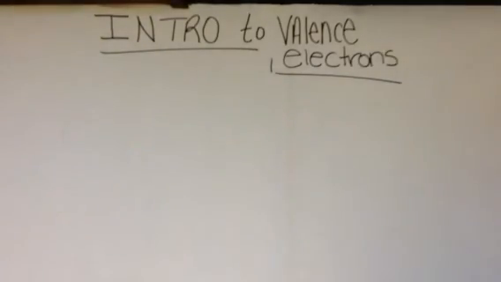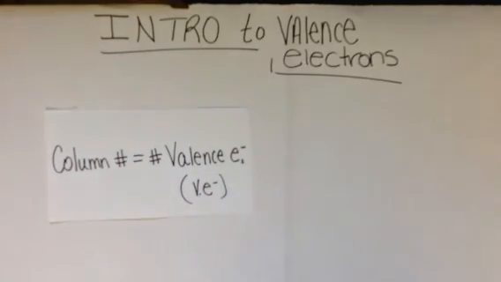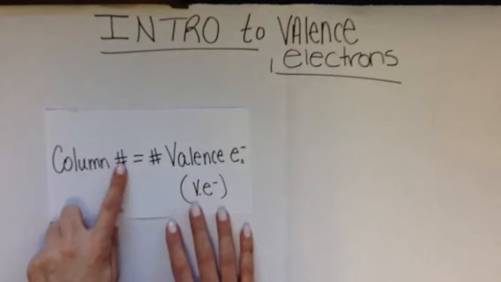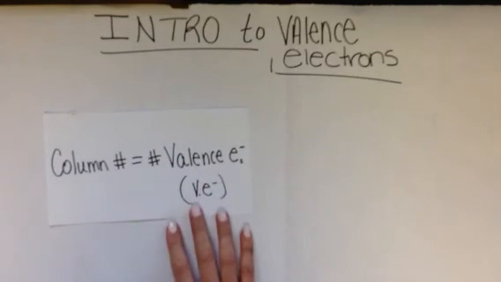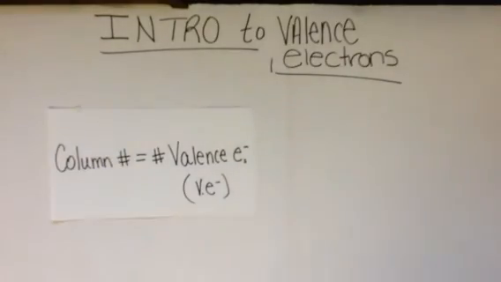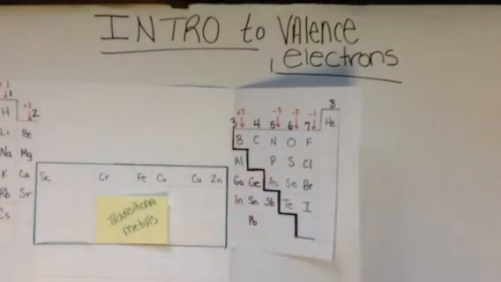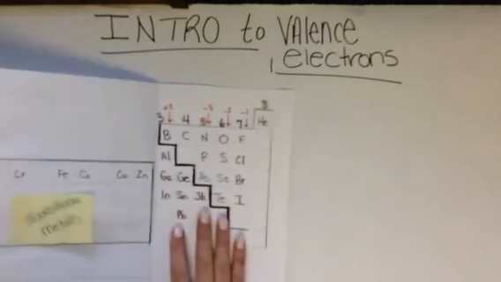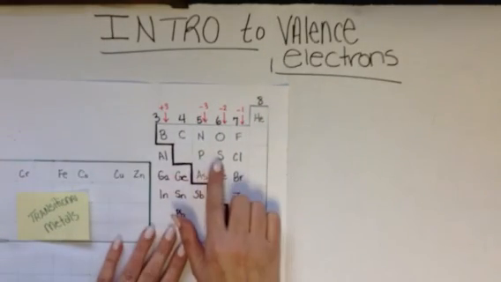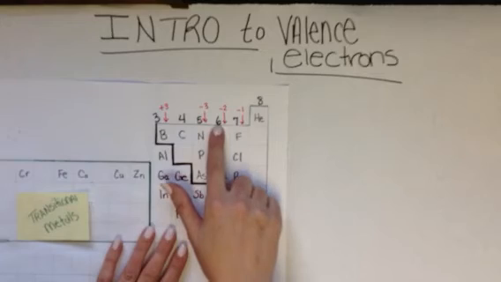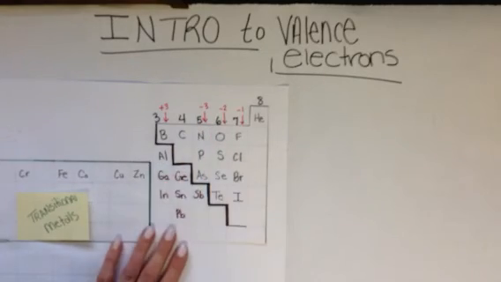Okay, now that we know about valence electrons, let's quickly write in our notes the summary statement, which is the column number is equal to the number of valence electrons. Okay, and let's do one last example here. Let's find sulfur. How many valence electrons does sulfur have in its outermost energy level? You find sulfur. You notice that it's in column 6, so therefore it has 6 valence electrons.